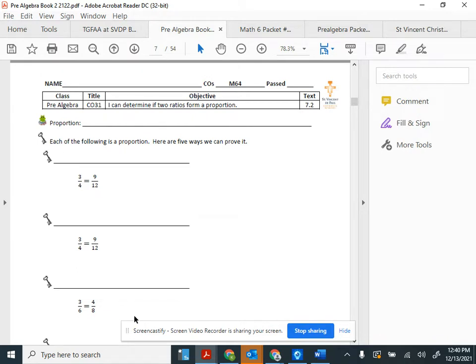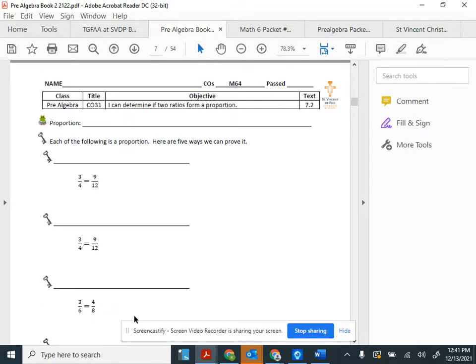Today we are working on CO31. I can determine if two ratios form a proportion. Each of the following is a proportion, and here are 5 ways we can prove it. So we need to be able to prove that these are ratios.